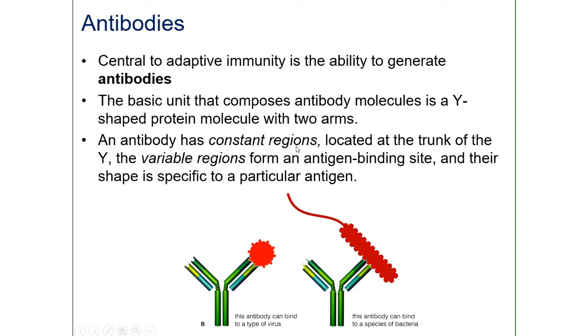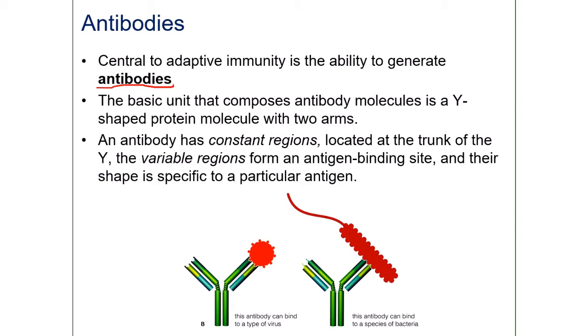So central to adaptive immunity is the ability to generate antibodies. Antibodies are like the final ultimate weapon we have to defend the body. If the antibodies do not work, then you're not going to get better. Okay, and that's when you need to have the medication to help you, right?